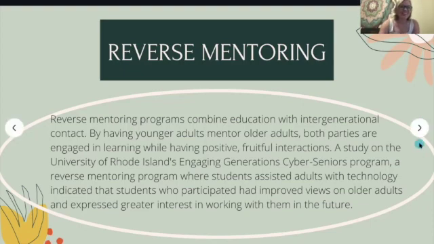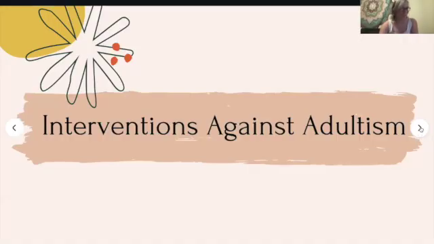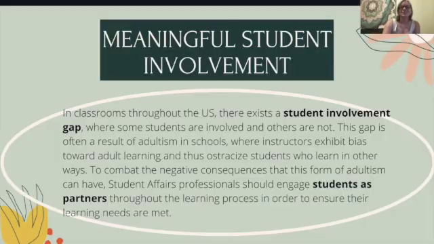And so now, though, we're going to get into some interventions against adultism. Spoiler alert, there it is. One of the interventions we have here is meaningful student involvement. In classrooms throughout the US, there exists a student involvement gap where some students are involved and others are not. This gap is often a result of adultism in schools where instructors exhibit bias toward adult learning and thus ostracize students who learn in other ways. To combat the negative consequences that this form of adultism can have, student affairs professionals should engage students as partners throughout the learning process in order to ensure their learning needs are met.